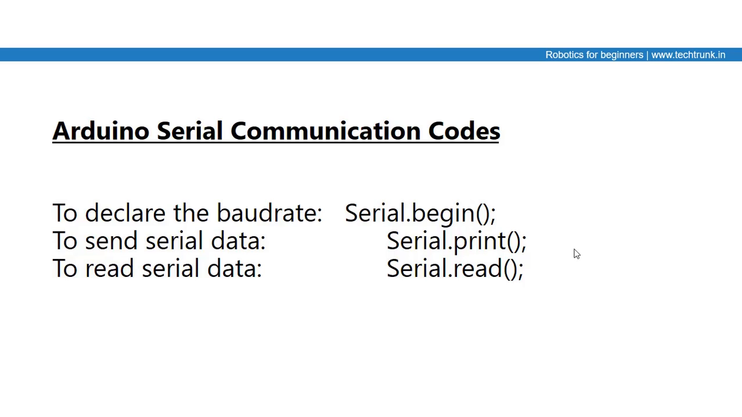For sending the serial data, we generally use the syntax Serial.print. In case we want to send a new line as well, we can use Serial.println and pass the parameter of the variable which we want to send. For reading the serial data, we can use Serial.read in Arduino Uno. So these are the basic commands, and we'll be using these commands further to communicate between Arduino and PC in coming videos, and to also interface the HC05 Bluetooth module with Arduino Uno.